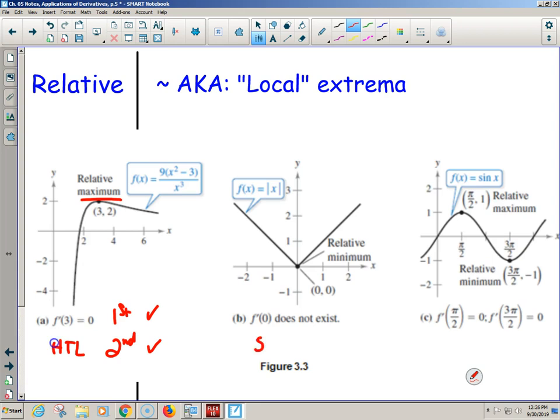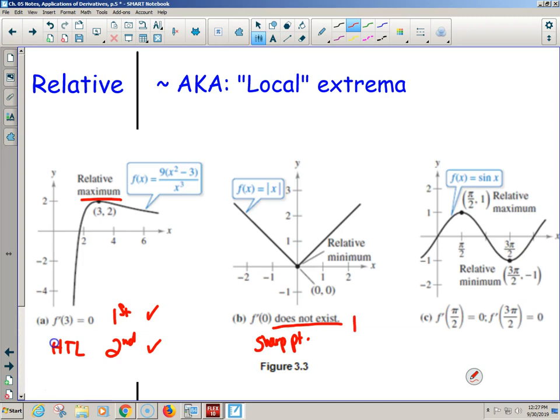Sharp point. Sharp point, what's going to happen when I try to take my derivative and find that, oh, it's going to be DNE instead? Remember, relative extrema can be at, and so can absolute, at zeros or at DNEs. Hence the pitchfork, right? So I have a sharp point.